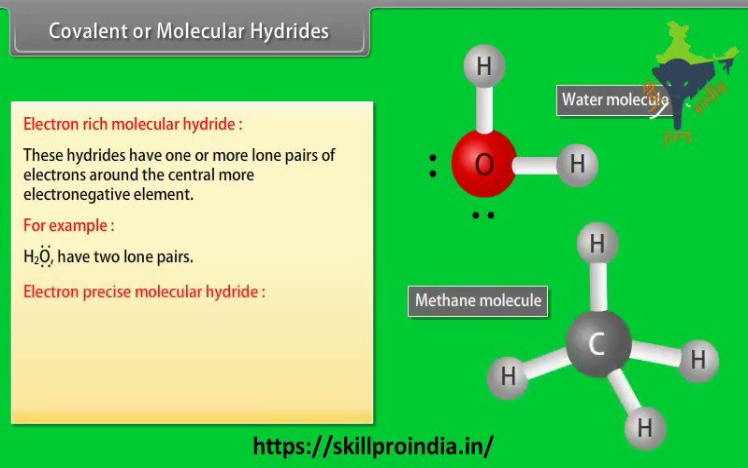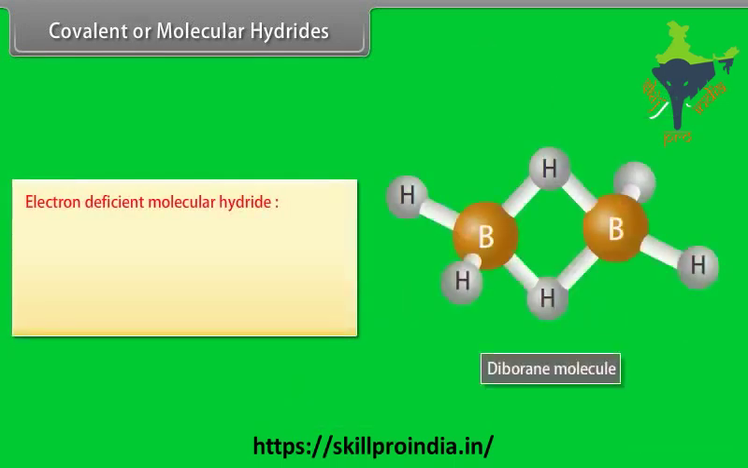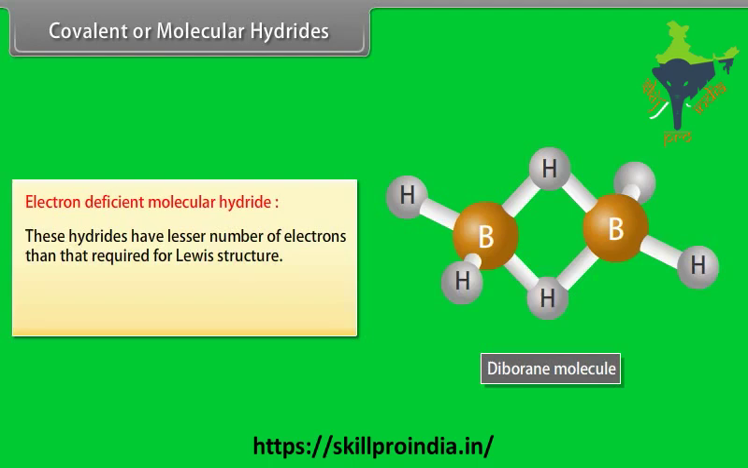Electron-precise molecular hydride. These hydrides have the required number of electrons for the Lewis structure. A common example of an electron-precise molecular hydride is methane. Electron-deficient molecular hydride. These hydrides have fewer electrons than required for the Lewis structure. A common example of such a molecular hydride is diborane.